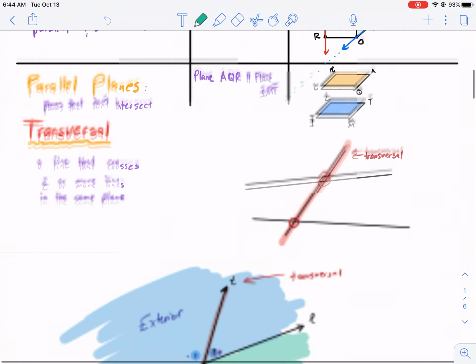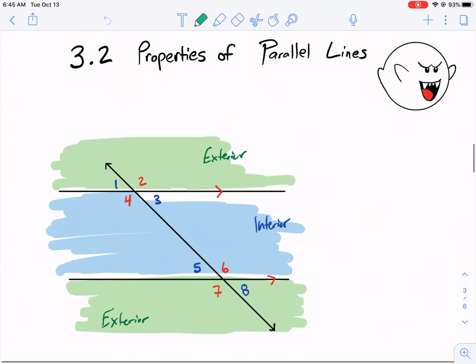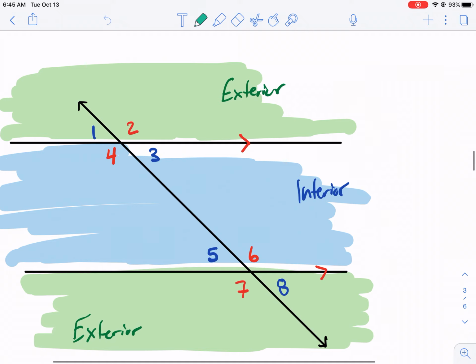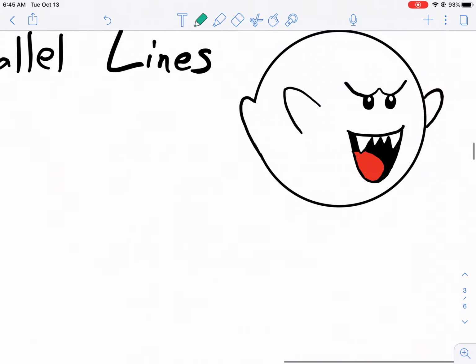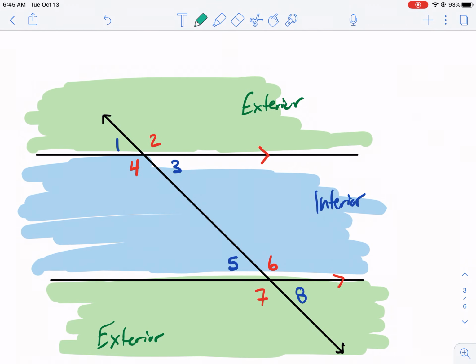Okay, moving on to 3.2. We finished 3.1. We're talking about transversals. So now we are going to move on to properties of parallel lines with transversals. Now, the first thing, obviously, we need to make sure we have parallel lines here. In this case, we do. How do we know? We have parallel indication, those little carrots, as I like to call them. That's Boo, for those that don't know Mario, okay? We talked about this last time.